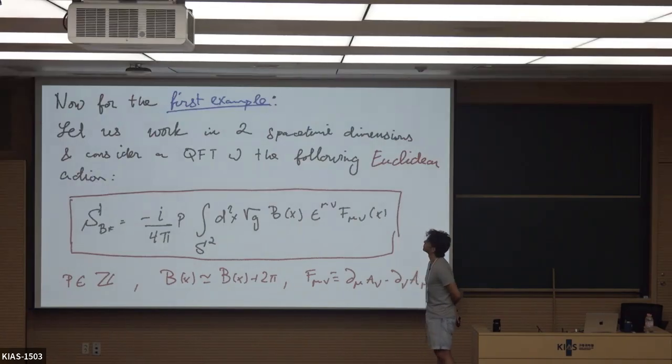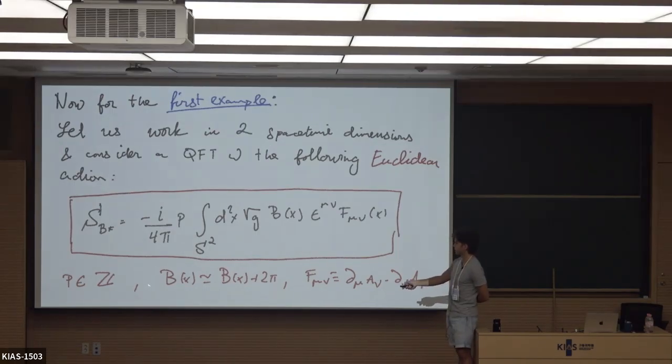Let's get to the first example. So I'm going to work in two space-time dimensions. I'm going to consider a QFT with the following Euclidean action. Okay? It's very simple. There are just two fields. There's a field B, which is a scalar, and it's coupled to F mu nu. F mu nu is built out of a U(1) gauge field the normal way.